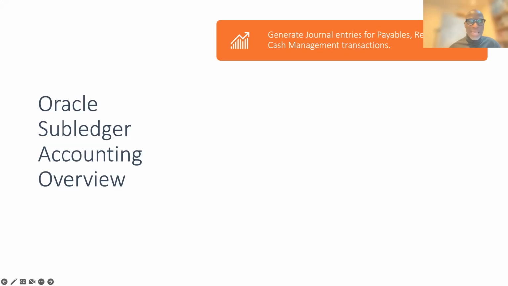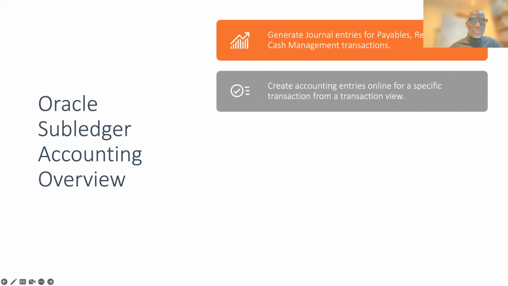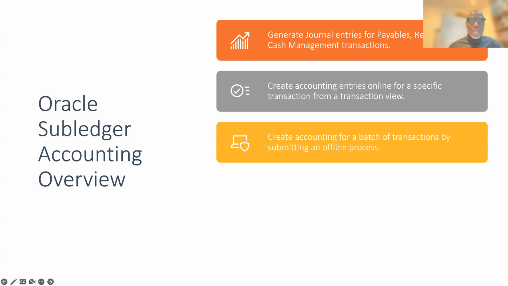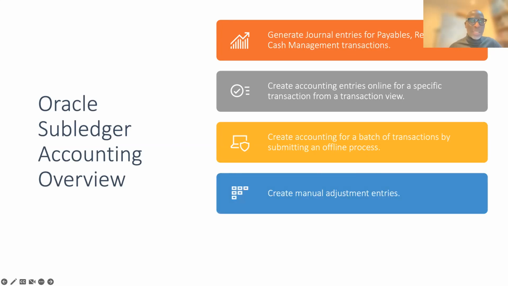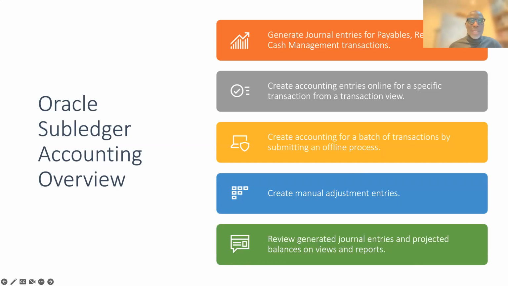So when you run create accounting from Payables, it will create the debits and credits in general ledger, and also payables, receivables, cash management transactions, and you can do it online. When I say online, you can do it immediately for the transaction, or you can run it again within a program. And you can also use it to create manual adjustment entries within your subledgers. And you can also review your generated journal entries and projected balances as well.